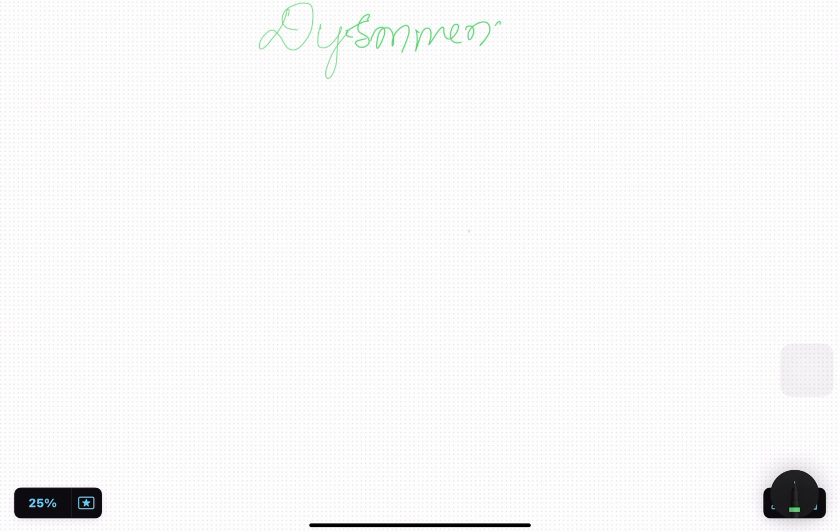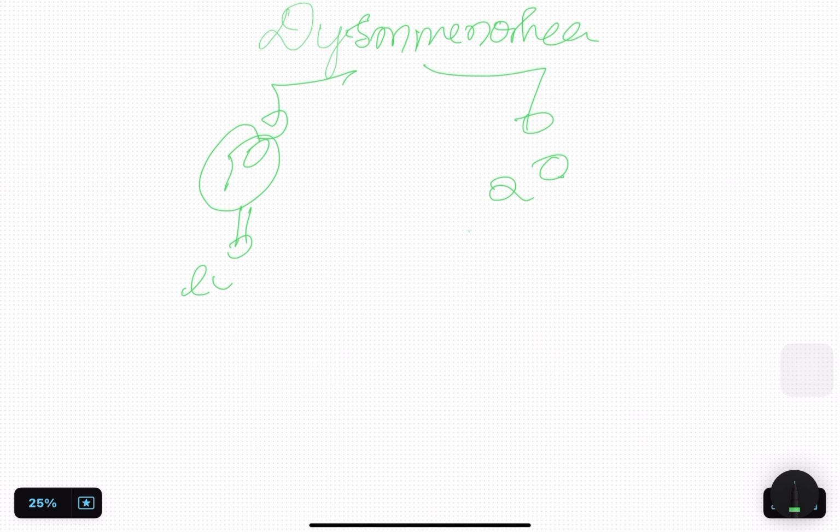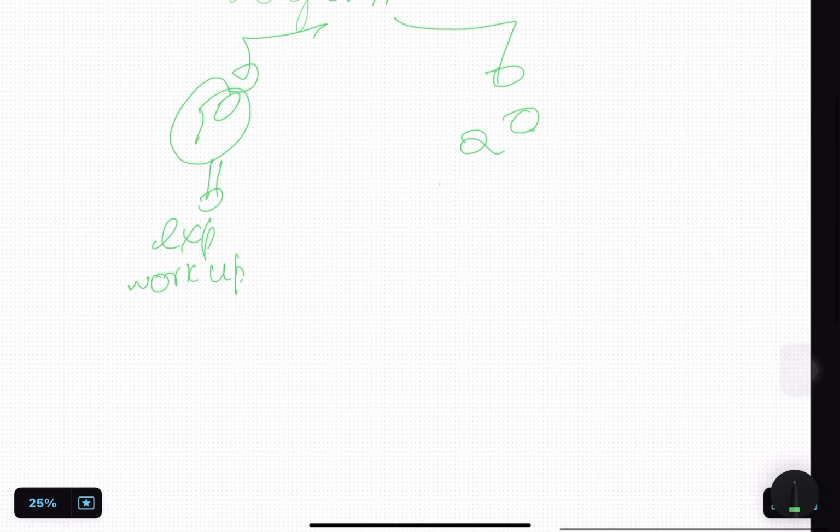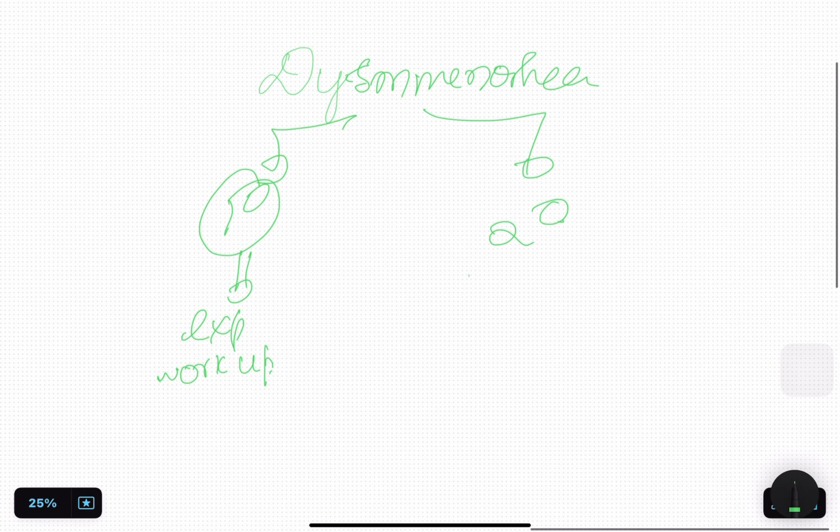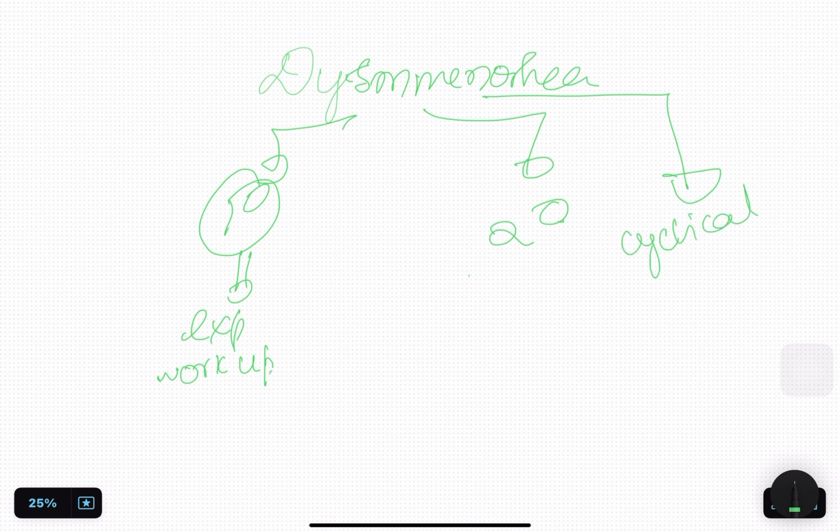Dysmenorrhea. So I told you the classification: it's primary or secondary. Now in primary, the same expected management and workup which I have explained. And what are the other things which you can see? This is one classification, and also you can see cyclical pain. I told you that I will explain about cryptomenorrhea, right? Cyclical pain. See, what happens in cryptomenorrhea?